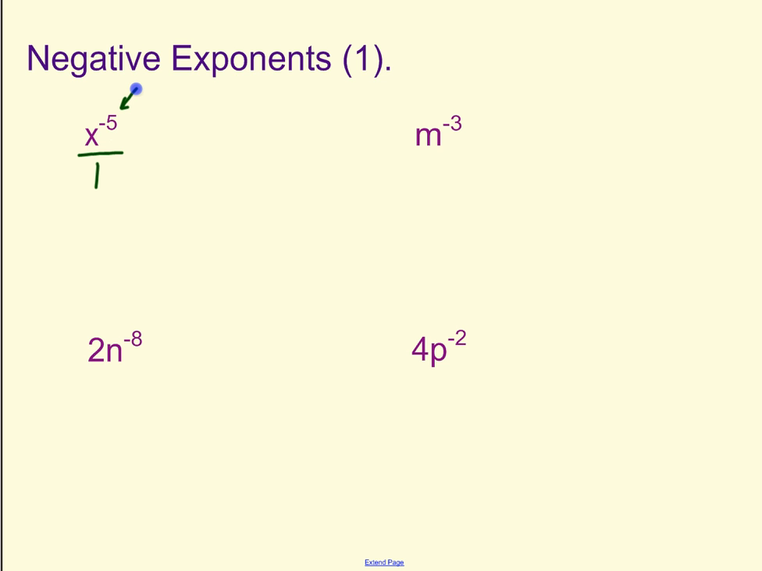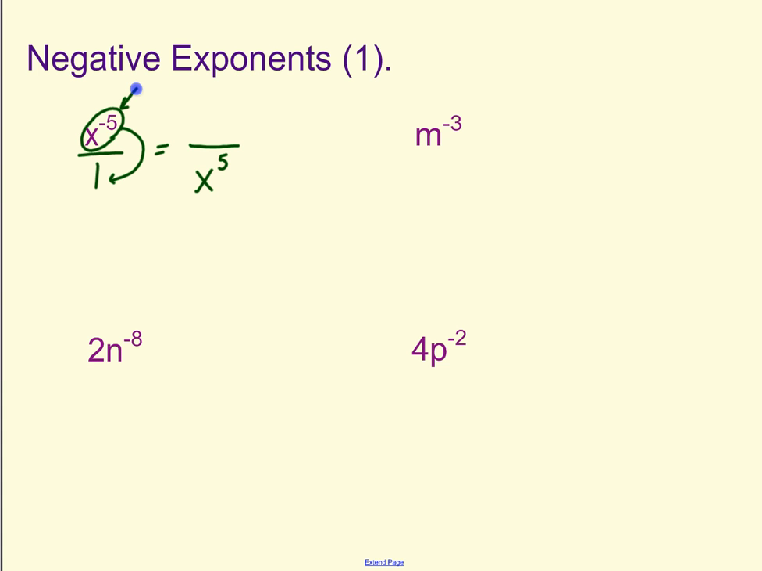So the exponent and its base, you grab the exponent with its base and you move it. If it's in the top, we're going to move it to the bottom. If it was in the bottom, we'd move it up to the top. So what happens is that x to the negative fifth got moved down to the bottom. The base stays the same. The x is never going to change. It's only the exponent that will change signs. It was a negative 5, and now it becomes a positive 5.